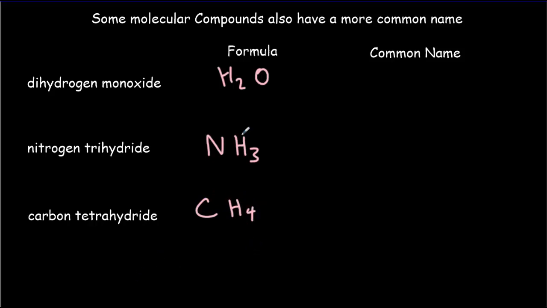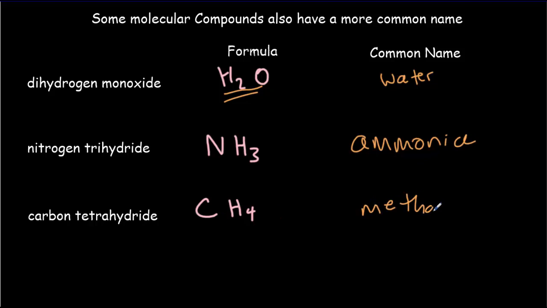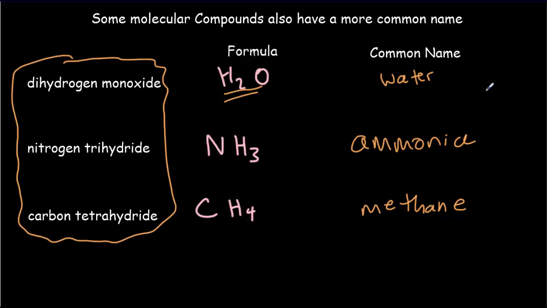And you might recognize the formula H2O. It goes by a much more common name. We call that water. And NH3, that's what we call ammonia. CH4 is what we call methane. So typically people don't go around saying these words. They use the more common names for the substances.